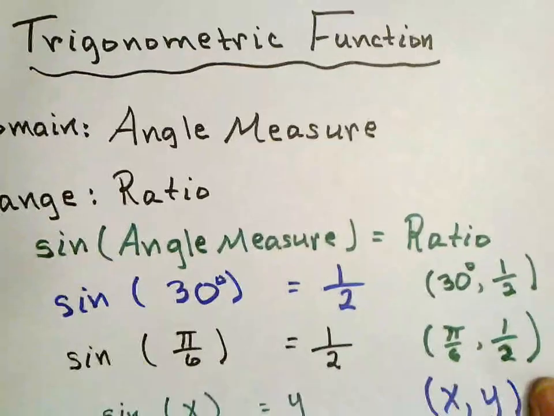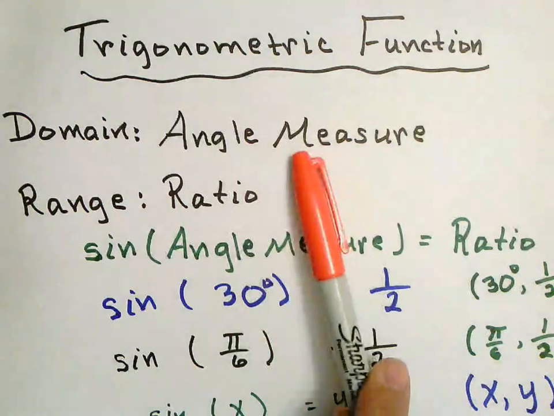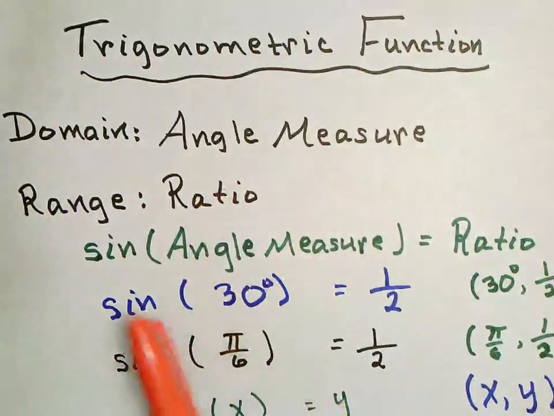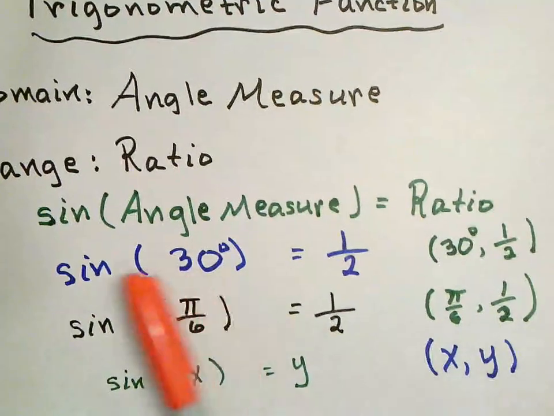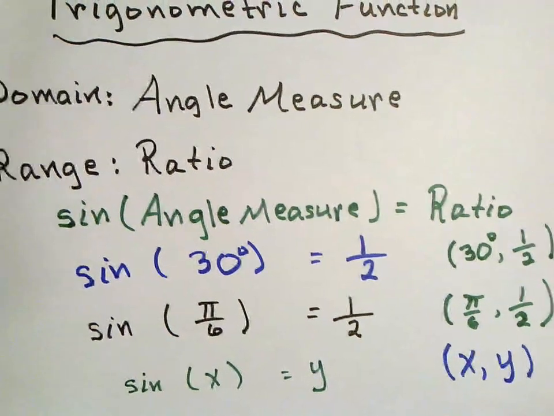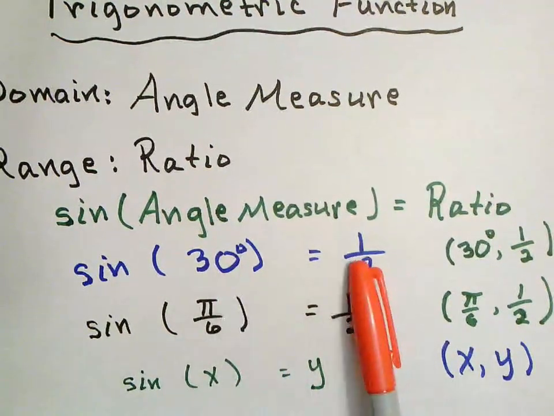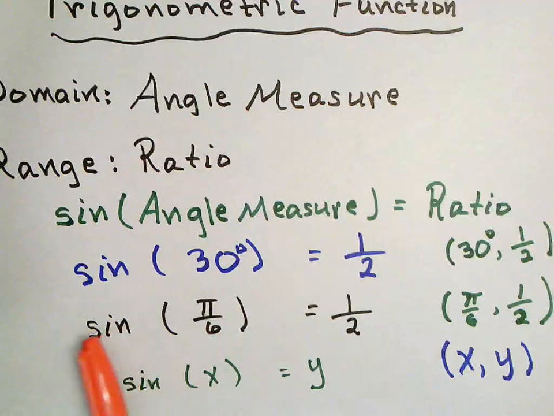When we have a trigonometric function, the domain will be the angle measure, and the range will be the ratio. Here's a little template. The sine of the angle measure equals the ratio. So we have here the sine of 30 degrees is equal to a half. Here's the angle measure, here's the ratio. We could take that 30 degrees and change it into radians in terms of pi. So we can say that the sine of pi over 6 is equal to a half.